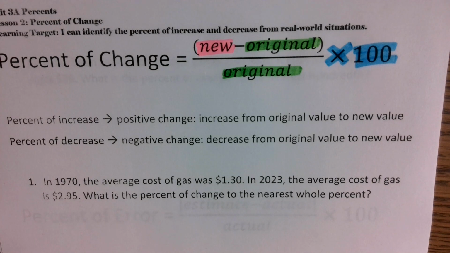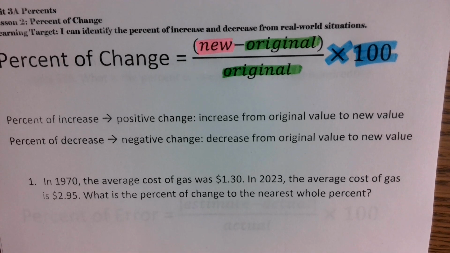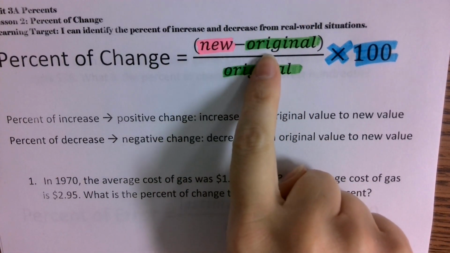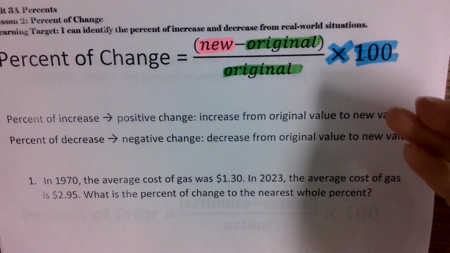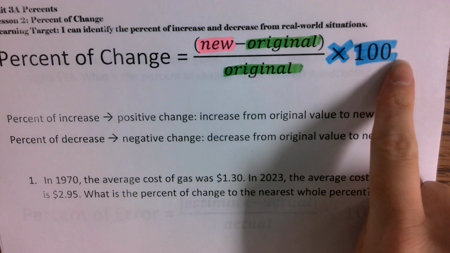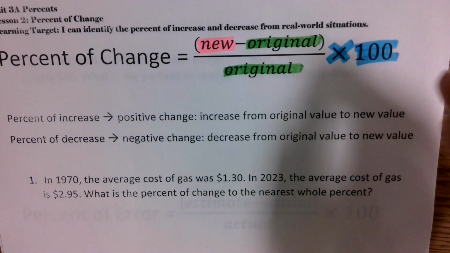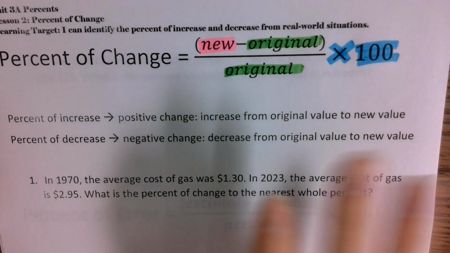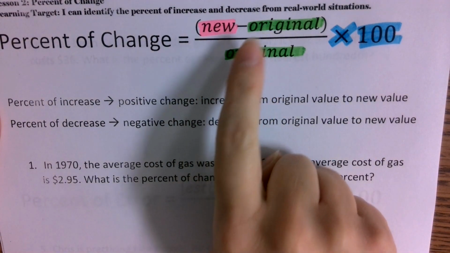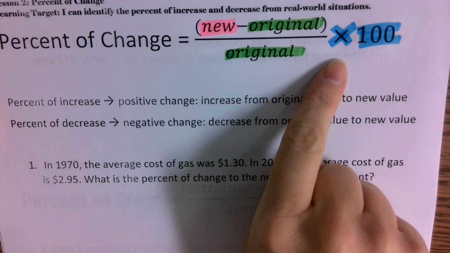Why do you think I say you have to multiply by 100 for a percent of change? Adonai? Because a percentage is out of 100. So when we're working this information out, we're going to get a decimal value. We need to convert that decimal value into a percent. You can change a decimal into a percent by just multiplying it by 100. That makes it a percentage. Okay? So it's always going to be new minus the original, divide it by the original, and multiply by 100.